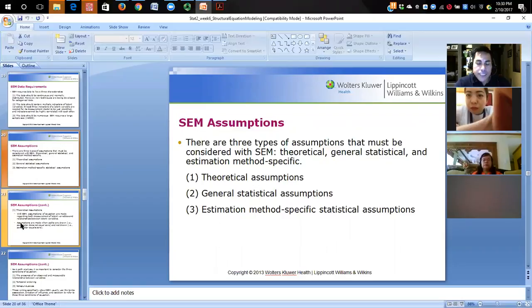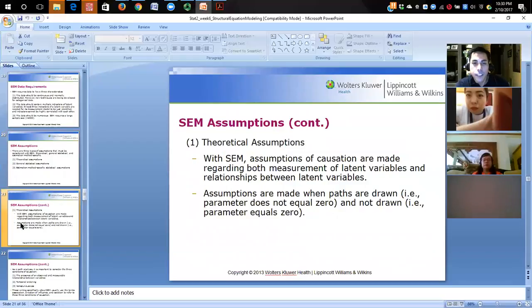So three types of assumption must be considered with SEM: theoretical, general statistical, and estimation method specific. So these are very heavy in theories. With SEM, assumptions of causation are made regarding the measurement of latent variables, and then assumptions are made when paths are drawn. So you really have to have path analysis, and it has to have a cause and effect relationship.